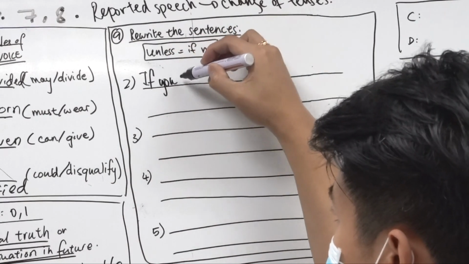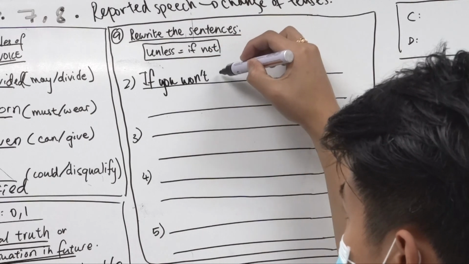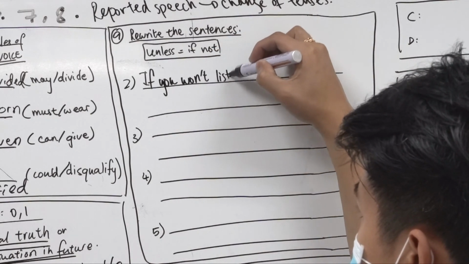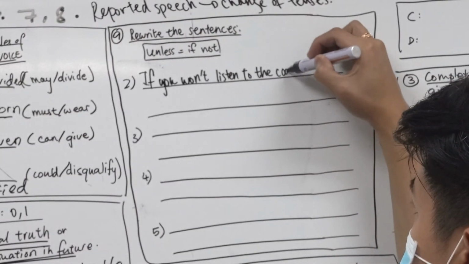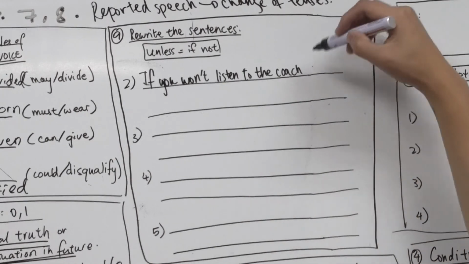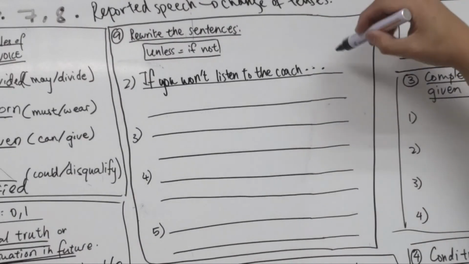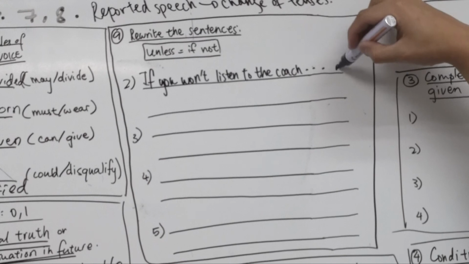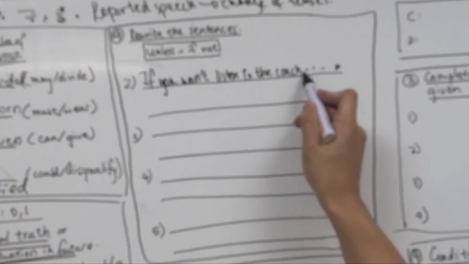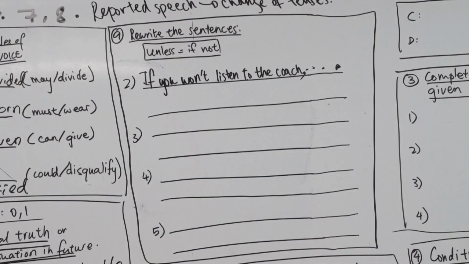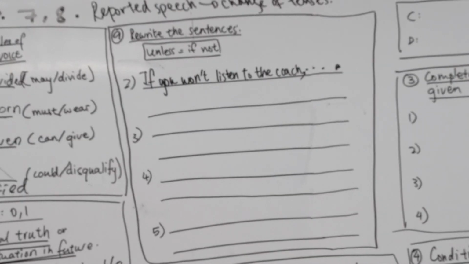If you won't listen to the coach, right? And then I'll put... That means you already know, right? Just copy the main clause. If you don't listen to the coach, or if you won't listen to the coach, and then... What will happen? There should be a comma. Don't forget a comma. If you don't listen to the coach, comma, the main clause.